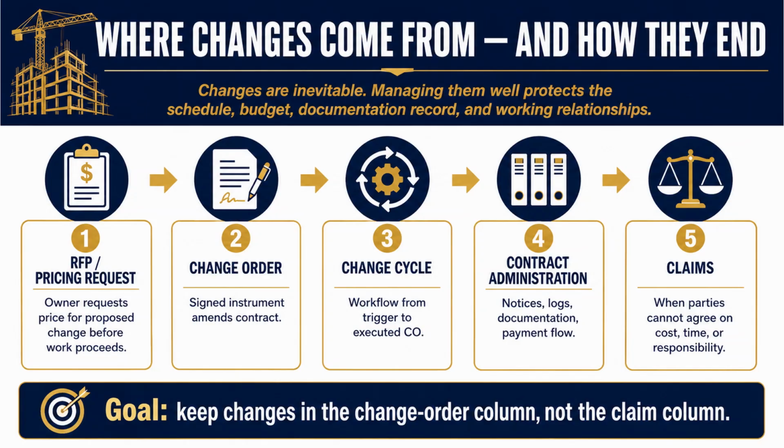This slide is the same 5 steps in their simplest form, and I want you to memorize this flow because it's the spine of the entire class, and frankly, of change management for the rest of your career. 1. RFP/pricing request. The owner requests a price for a proposed change before work proceeds. 2. Change order. The signed instrument amends the contract. 3. The change cycle. The workflow from trigger to executed CO. 4. Contract administration. Notices, logs, documentation, payment flow. 5. Claims. When the parties cannot agree on cost, time, or responsibility.